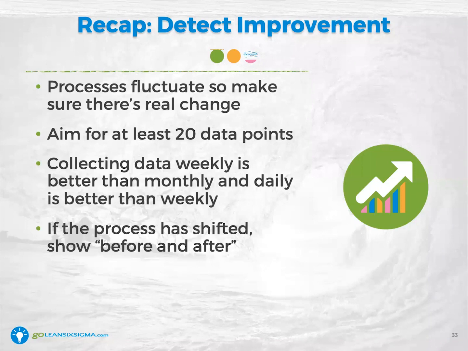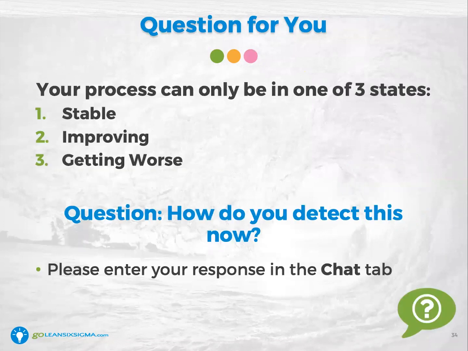All right, so now I've got a question for you. Your process can be in only one of these 3 states. It could be stable, not improving or getting worse, or it could be improving, or it could be getting worse. And my question for you is, how do you detect this now? Just think about it for a second, and pop that in the chat window so we can hear how you're detecting processes improve or get worse or stay stable now.